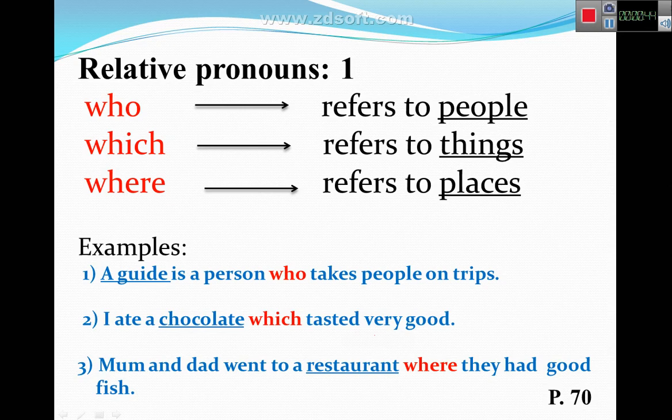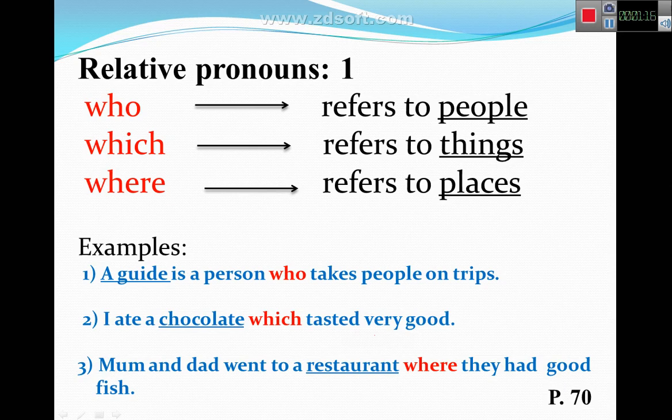We're going to see these examples. The first example, a guide is a person who takes people on trips. Who refers to a guide, that's a person. Number 2, I ate a chocolate which tasted very good. Which refers to chocolate. Number 3, Mom and Dad went to a restaurant where they had good fish. Where refers to a restaurant, that's a place.